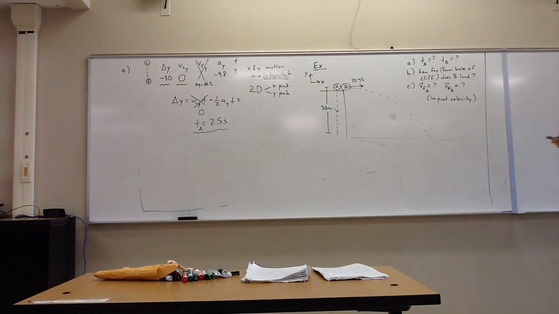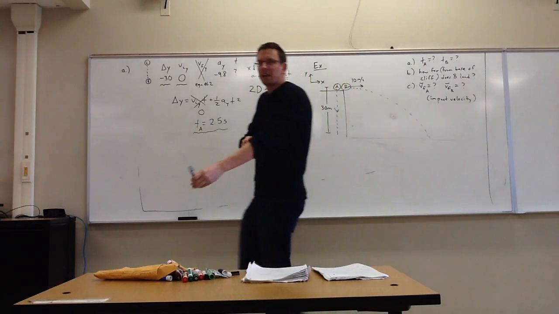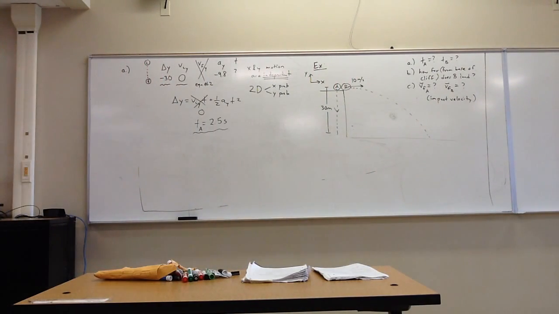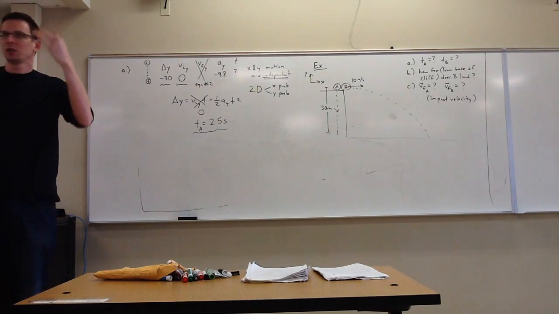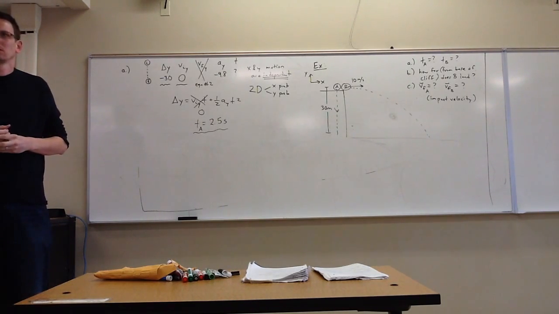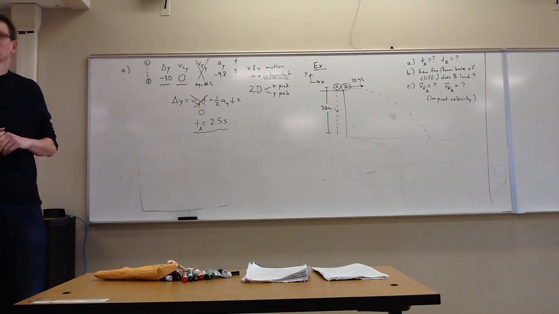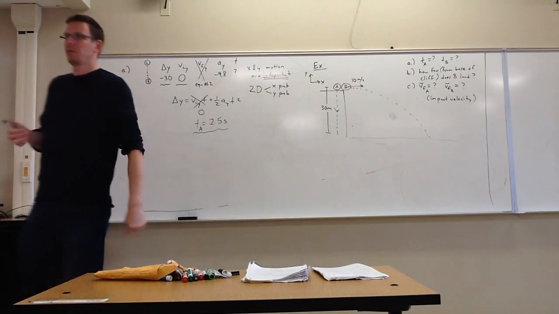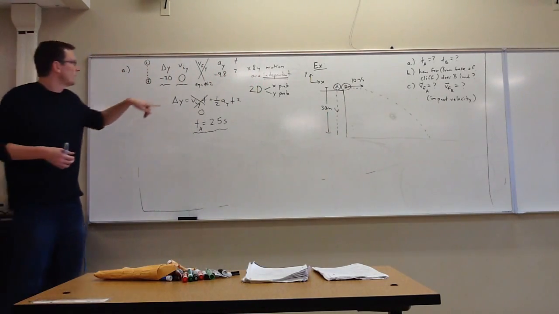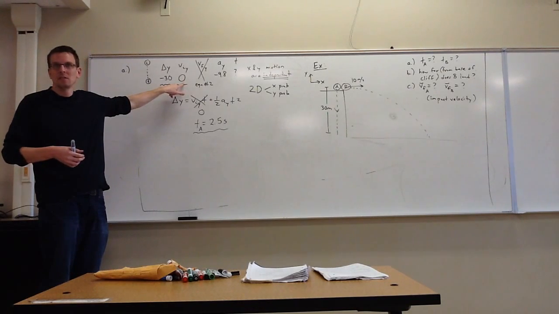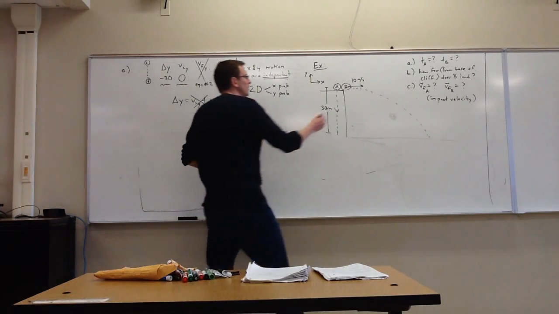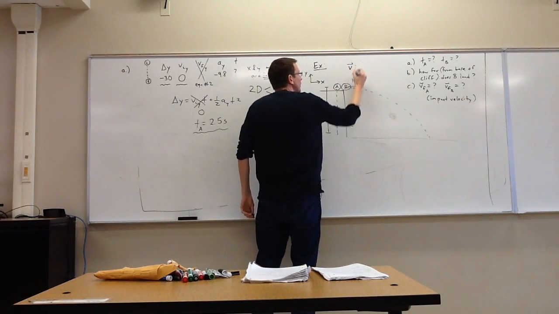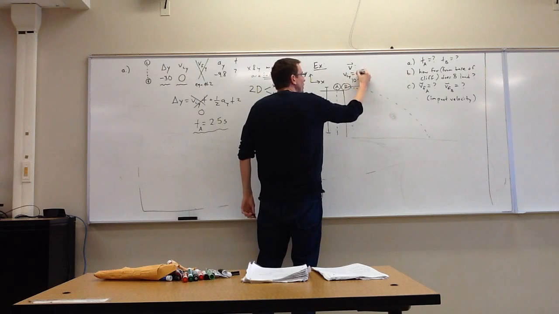Okay, let's do ball B. For ball B, what is the displacement in the vertical direction? What's delta y? Negative 30, right? It also drops through a height of 30 meters. What is the initial y velocity? It's 0, right? The initial component in the y direction is nothing.